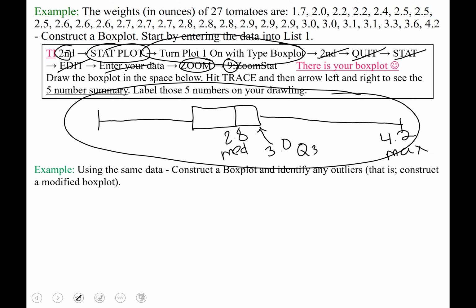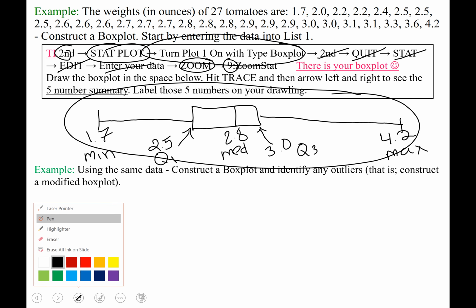Quartile 1 right here is 2.5. Remember, these are ounces of tomatoes that we're talking here. And then last one is our min, which is 1.7. So that's the 5 number summary right there. Min, Q1, median, Q3, and max. Below this, it says use the same data, construct a box plot, and identify the outliers.